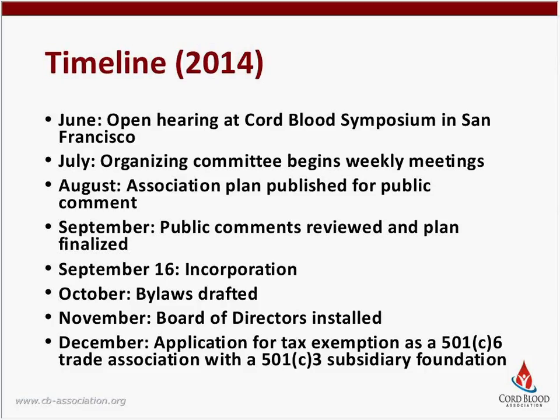In October, bylaws were drafted. In November, the board of directors were installed. And in December, we put in an application for tax exemption as a 501c6 trade association with a 501c3 subsidiary foundation.